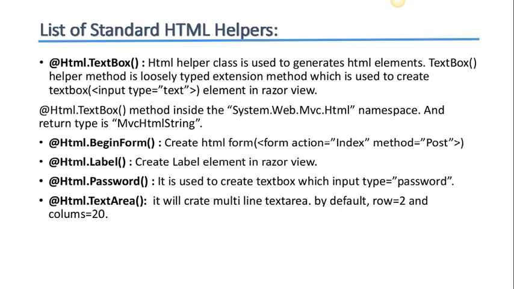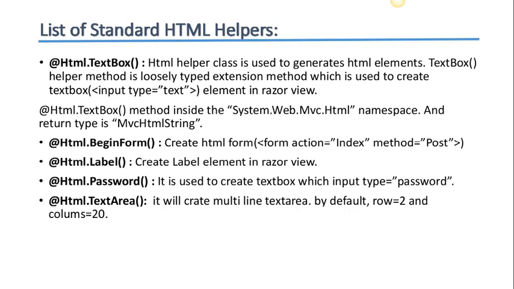Next one is the TextArea. So the @Html.TextArea method is a loosely typed extension method which is used to create the text area. The text area size by default is rows equal to 2 and columns equal to 20. If you generate any text area, it will create the default row and column.